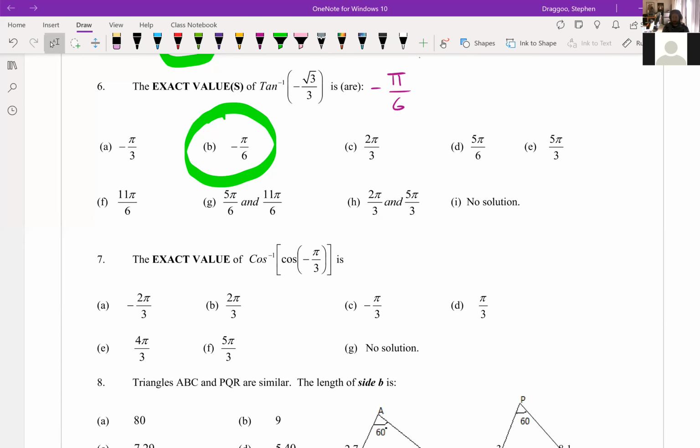All right, problem 7, another one that's sort of testing the limits of what the inverse trig functions can do. So even though we're taking the cosine of negative pi over 3, this thing comes out to positive pi over 3. We work through the steps here. The cosine of negative pi over 3 is positive root 3 over 2. And then the arc cosine of positive root 3 over 2 is pi over 3.